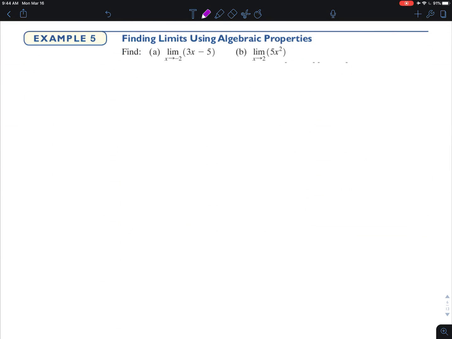So these are a couple examples combining those rules that we just talked about. We have a product and a difference in the first one, and then we have some products in the second one. For A here, we'll just go through them really quickly. The limit as x approaches negative 2 of 3 times the limit as x approaches negative 2 of x minus the limit as x approaches negative 2 of 5. And since it's a difference, you don't have to put negative 5. It's the difference of the limit of 5.